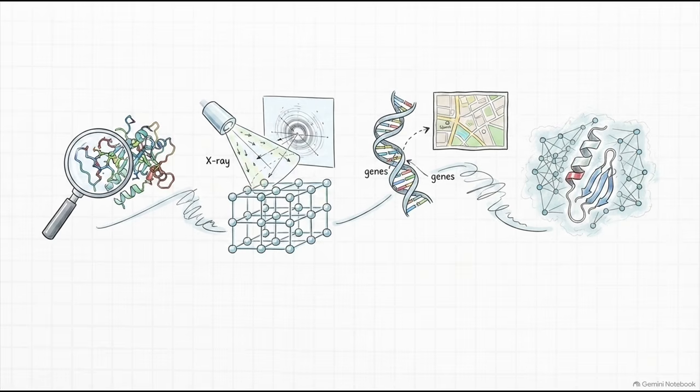But how do we know if these newly mapped 3D structures are actually correct? We run them through a Ramachandran plot. If a proposed model has amino acids falling into those white forbidden zones, we instantly know there's an error in the data. It's literally the ultimate quality control checkpoint for our understanding of biological machinery.